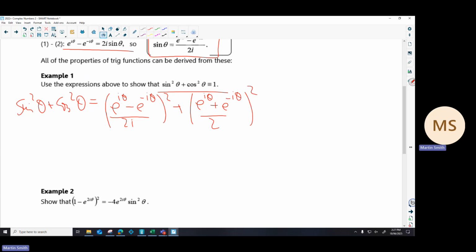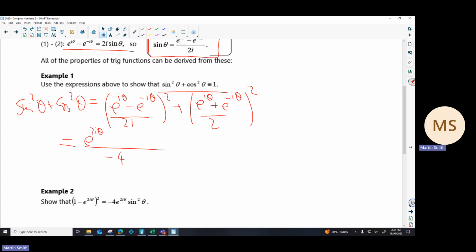And now I'm going to square the tops and bottoms of these. So the first one, if you square the bottom, 2i squared is 2i times 2i, which is 4i squared. i squared is minus 1, so we get minus 4. If you expand the top, e to the i theta take away e to the minus i theta times another bracket. Well, e to the i theta times e to the i theta is e to the 2i theta, adding the powers together.